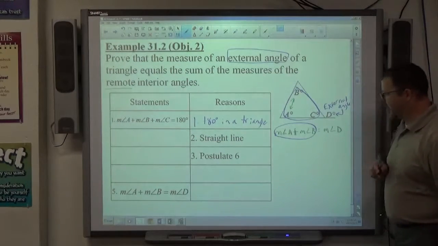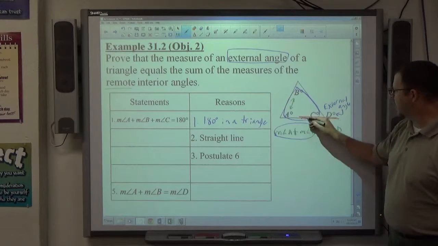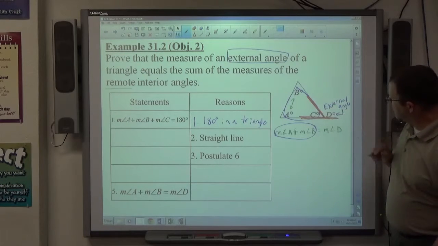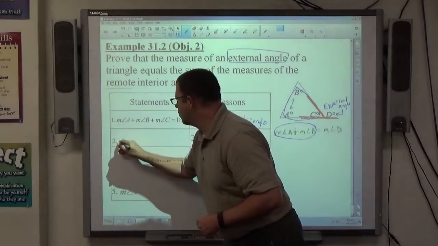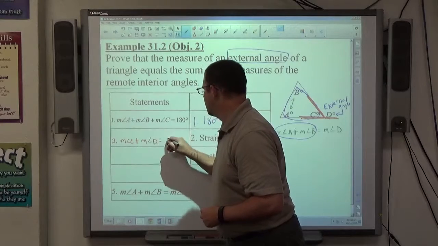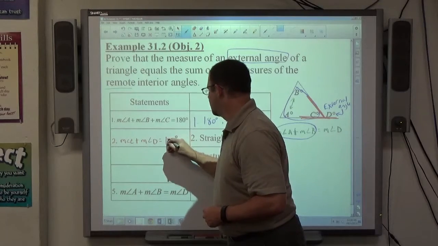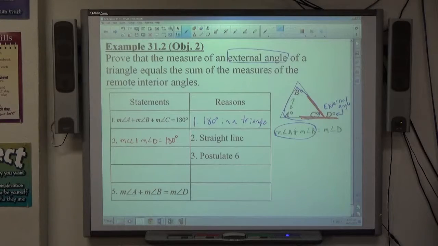So where's the straight line at? C and D make a straight line, right here. So there's my straight line. C and D together make the straight line. So step 2: angle C plus angle D is equal to 180 degrees because they're in a straight line. 180 degrees in a straight line, if you will.